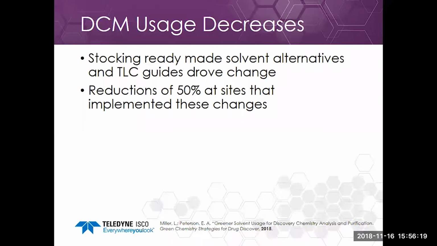And then also posting the TLC guide so that they could easily go, okay, I know I have a compound that moves in 5% methanol DCM. If you have the guide there to tell you, okay, I have 3 different alternatives I could use, it's easy to test that change without having to really guess around. It gives you a good starting point. And they found that these changes helped reduce DCM usage by 50% at these sites. So it's a pretty significant impact in the amount of dichloromethane that they're using, and it continues to trend down as chemists become more familiar and comfortable with these alternatives.